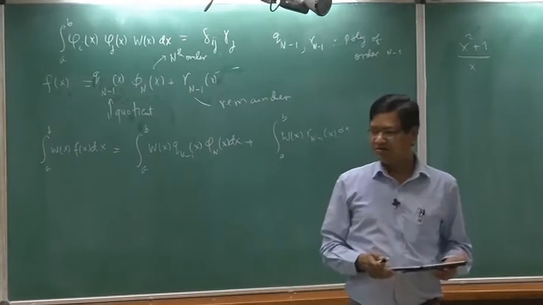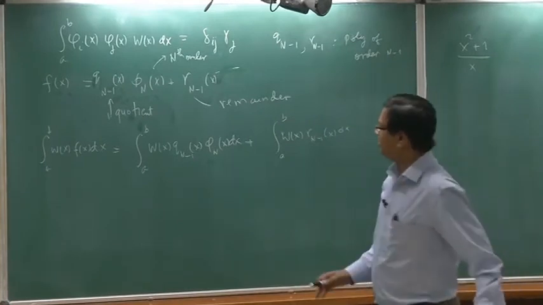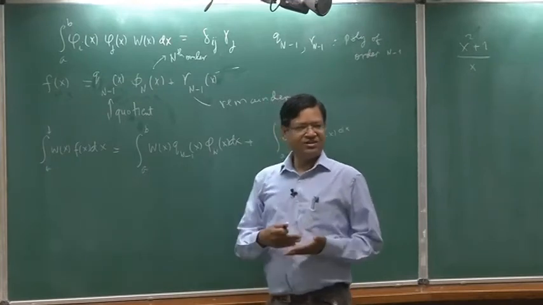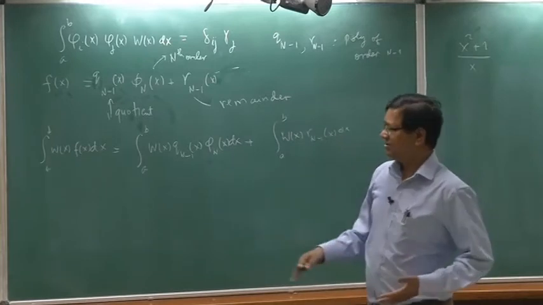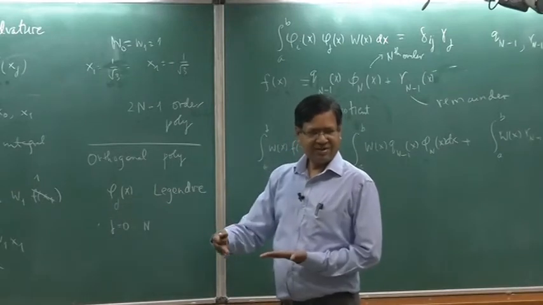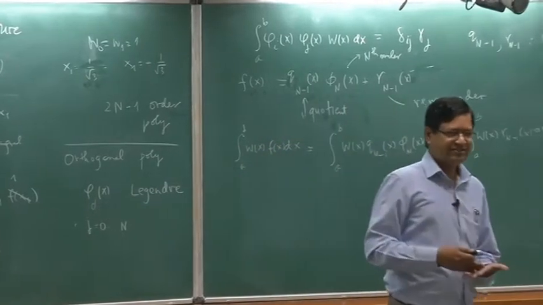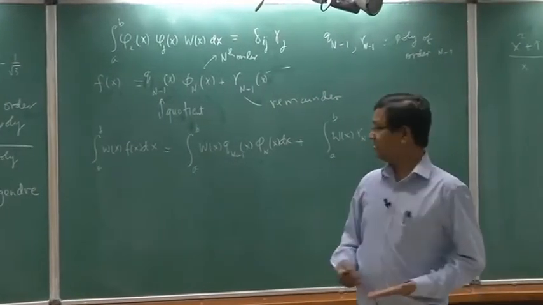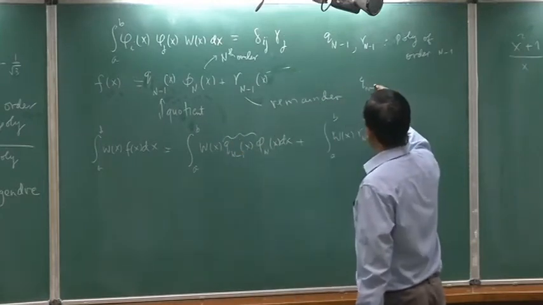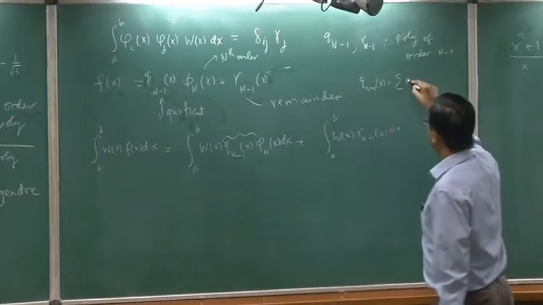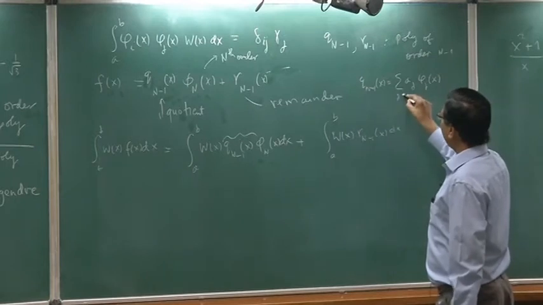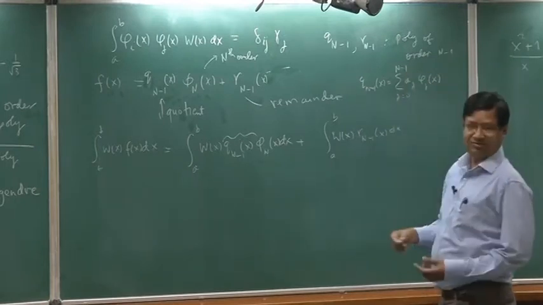Using orthogonality, this quotient is an (n minus 1)th order polynomial. So it can be written as a combination of polynomials in a series, but each of them will be of order less than or equal to n minus 1. Okay, so let me write it here. Q_{n-1}(x) is the sum of a_j phi_j(x), where j goes from 0 to n minus 1. Like quantum mechanics, that is what we do.